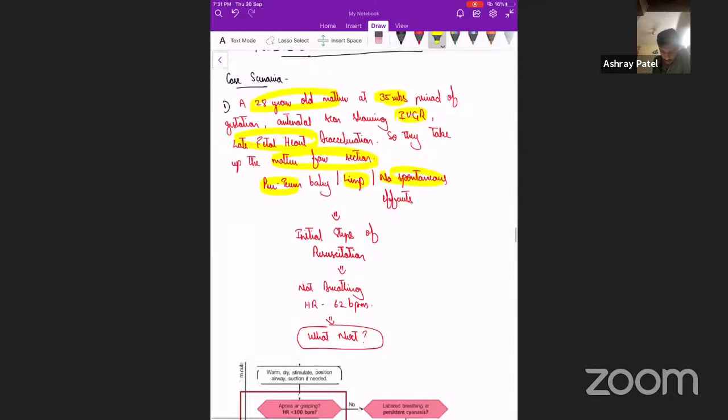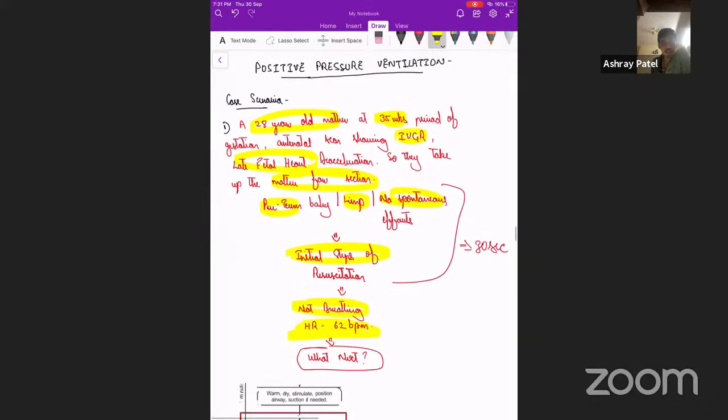We have gone ahead and given the initial steps of resuscitation, and this must take 30 seconds. Then we have again assessed the baby. Over here still there is no breathing, the baby is not breathing and heart rate is 62 beats per minute. Now what next? What is the next step we do? You have already seen the algorithm, no? So how do we proceed in this case?